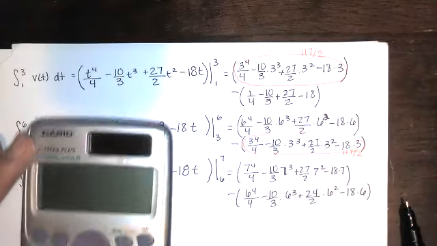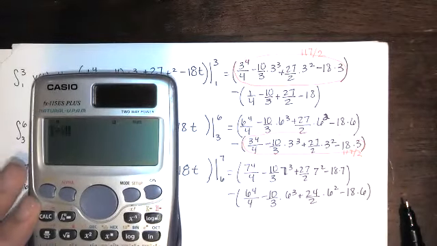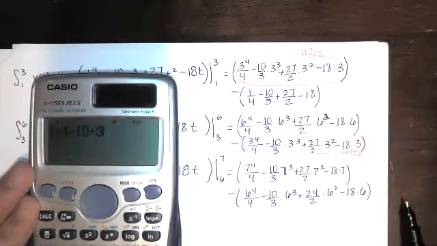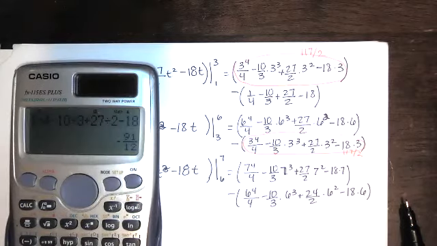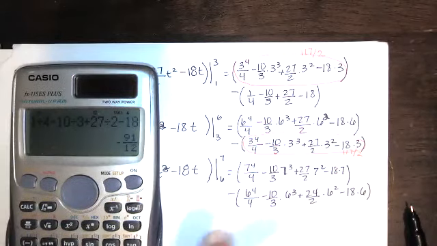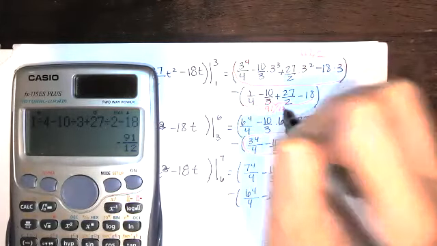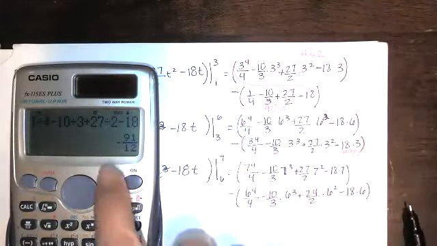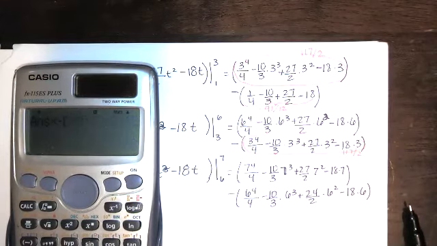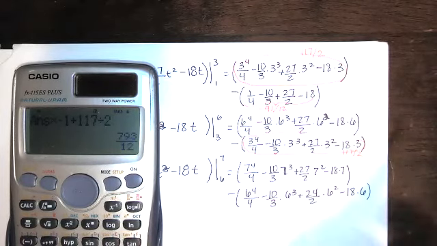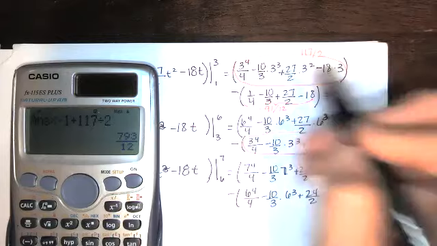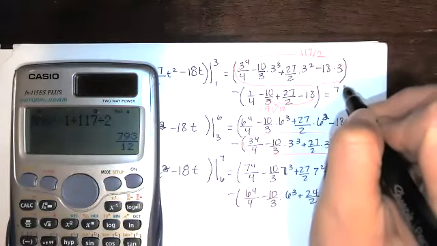And then at t equals 1, we've got 1/4 minus 10/3 plus 27 over 2 minus 18. And we get negative 91 over 12. I actually don't need to keep track of that. But that's what I have there. This is negative 91 over 12. So we have 117 over 2 minus this number. So I'm taking that number, multiplying by negative 1, and then adding 117 over 2. And that gives me the displacement over that first interval.